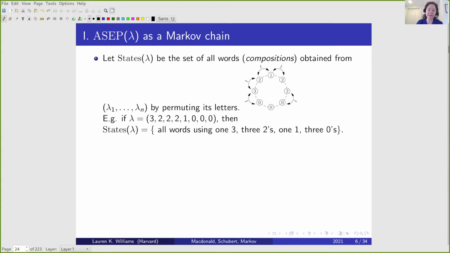And when I think about states of this Markov chain as words, what I'm doing to go between the circle and a word is choosing some arbitrary but fixed place to cut my lattice, and then I just read the numbers clockwise.